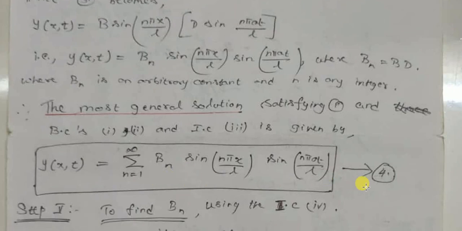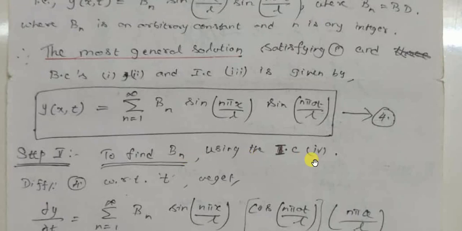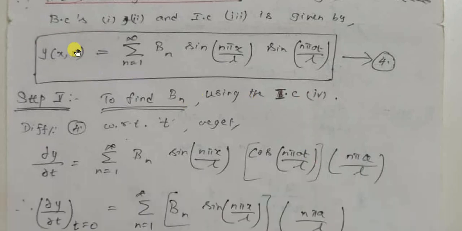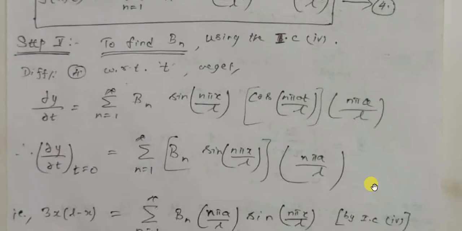And after the most general solution, I have to apply the fourth boundary condition on this. To apply the fourth boundary condition, I need the partial derivative of y with respect to t. So partially differentiate this expression with respect to t, treating other terms as constant. If I differentiate, the constant terms are retained as they are. Differentiate sin, you will get cos n pi at by L, and if you differentiate n pi at by L with respect to t, you will get n pi a by L. Now apply the boundary condition, that is dou y by dou t at time t equal to 0 is 3x into L minus x. So velocity is 3x into L minus x at time t equal to 0. On the right hand side, if I substitute time t as 0, cos 0 is 1, I will get this expression.